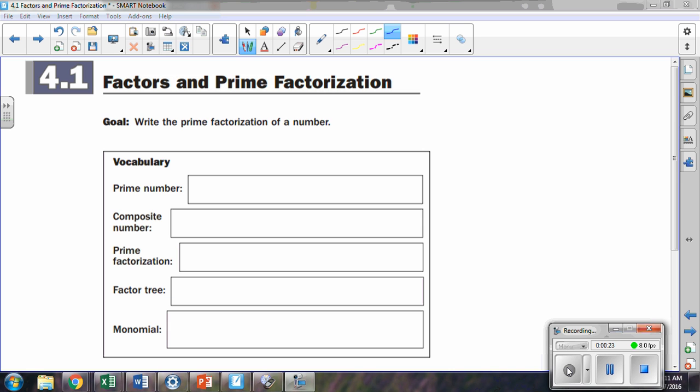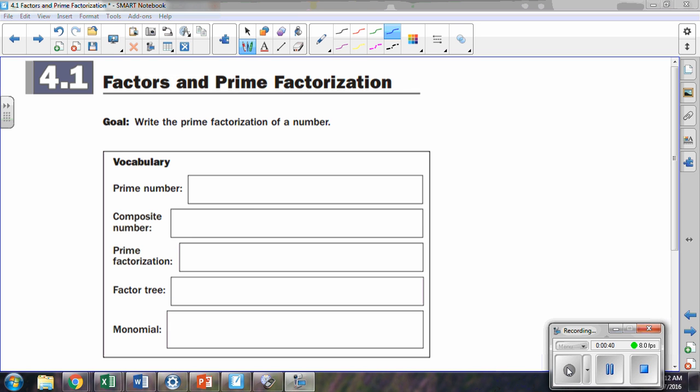Now, this is a topic that I know that you've seen before, and I know that you've seen extensively. So we're going to do a quick review over the stuff that you already know, and build upon it, adding some algebraic components to it.